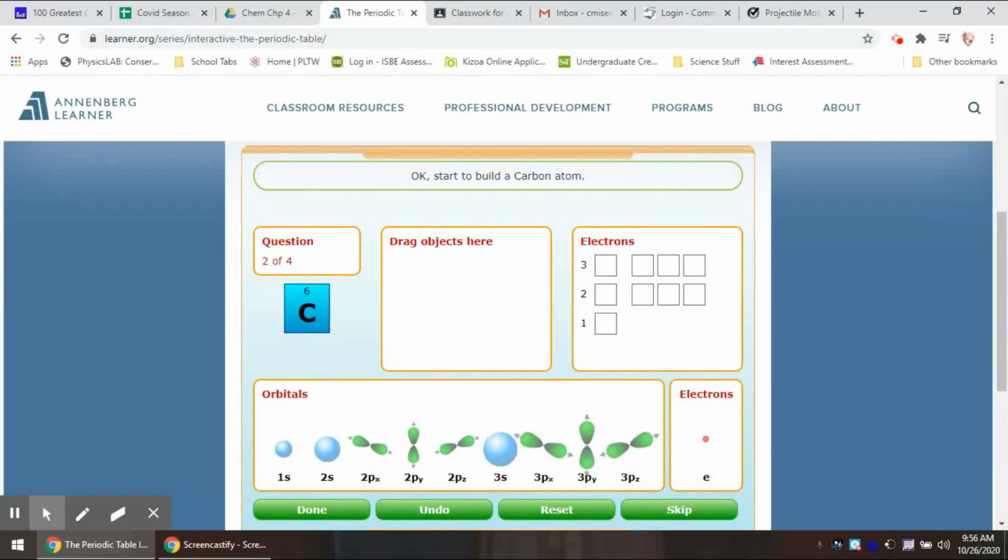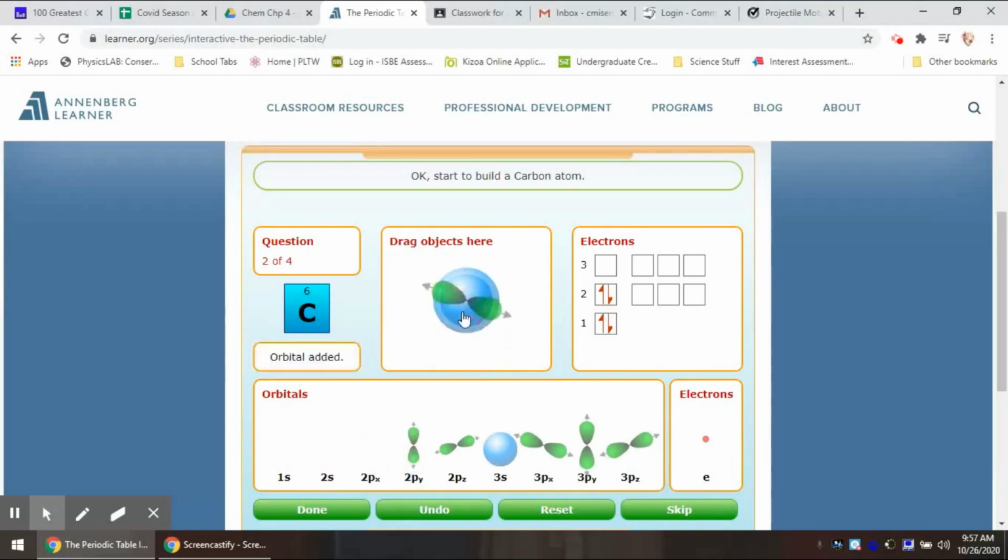Now they've given us carbon. For carbon, we've got 6 electrons. Our first energy level is an S, and it's going to hold 2 electrons. So 1, 2. We've got our up and down. Since we're filled up in the first energy level, now we have to do the second. So we've got another sphere, but notice it's bigger because it's a bigger energy level. We have to put 2 electrons in that sphere. So now we've used 4 electrons.